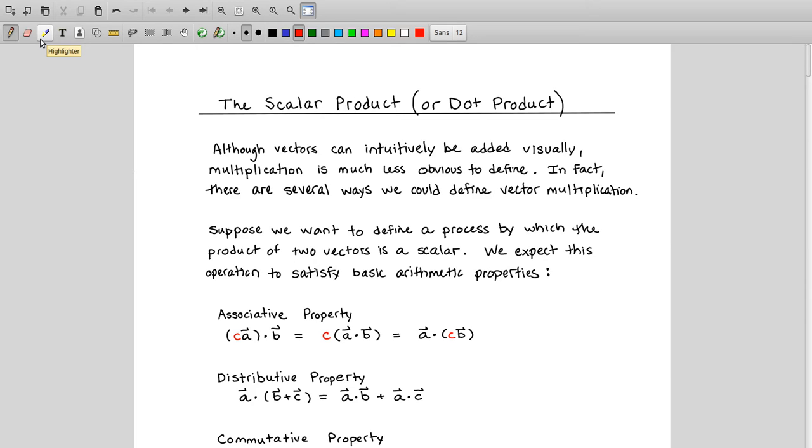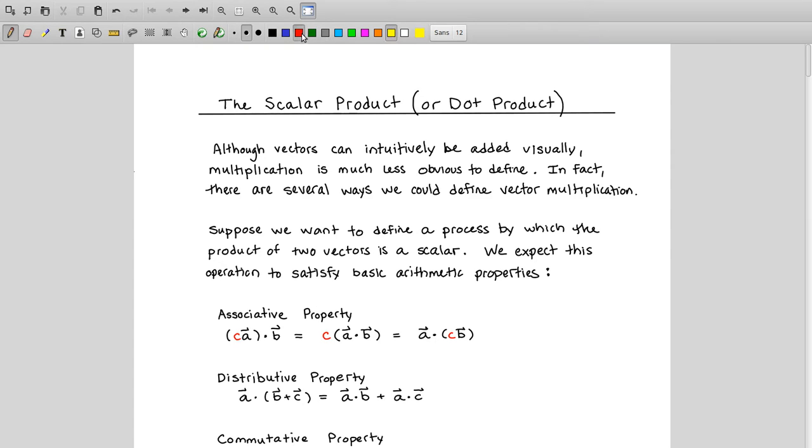All right, so today we're going to talk about how we might multiply two vectors together, which is much less obvious than how we add and subtract them. In fact, there are several ways we could define multiplication between vectors, and several ways that we will. Today we'll talk about one called the dot product or scalar product.